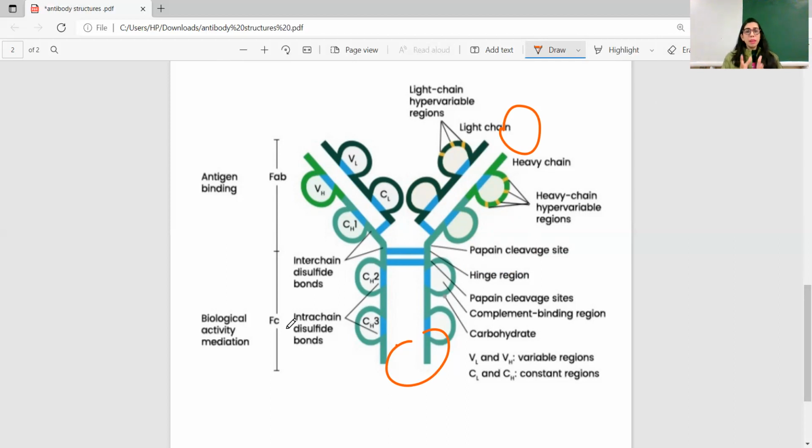The complement system is a group of some 20 to 30 specialized proteins that together constitute the complement system, which actually enhances the function of the antibodies. It enhances the ability of the antibodies to kill any pathogens, right? And also it acts as a bridge between innate immunity and adaptive immunity.